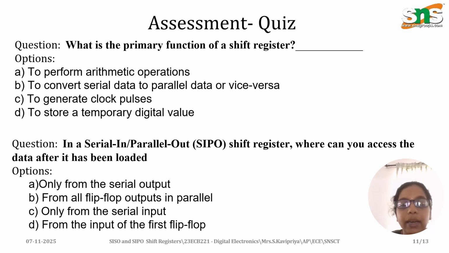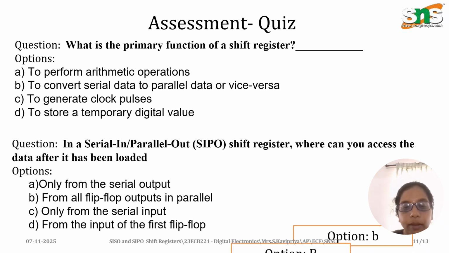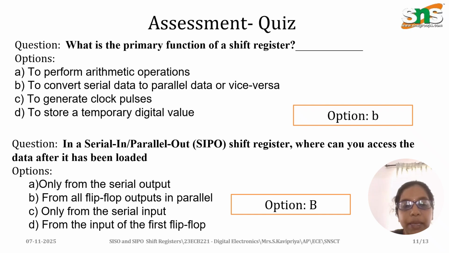In the case of a serial in, parallel out shift register, data is loaded only through the serial input, that is, the input of the first flip-flop. In case of serial in and parallel out, the output is available in parallel from all the flip-flops. So the second option is correct: from all the flip-flops, the output will be parallel. So the options are B and B.